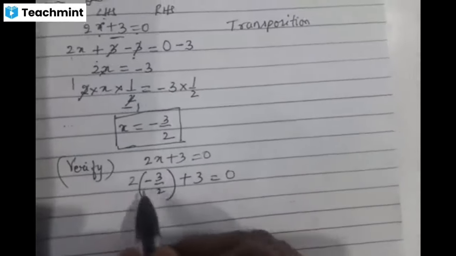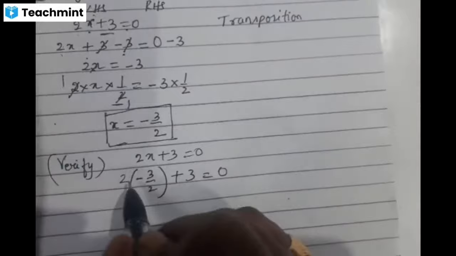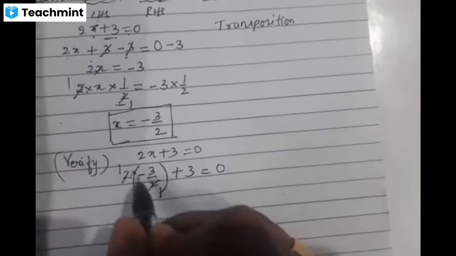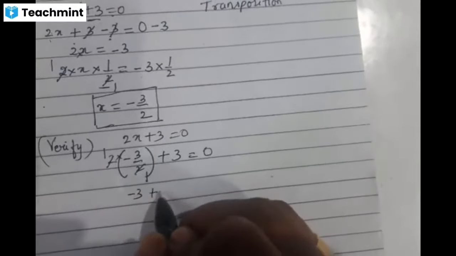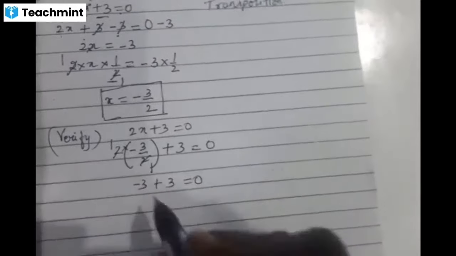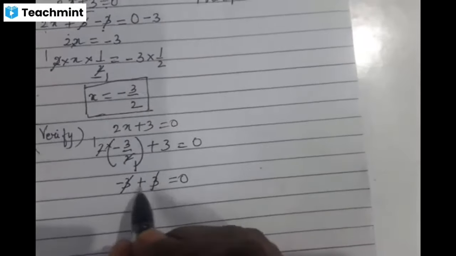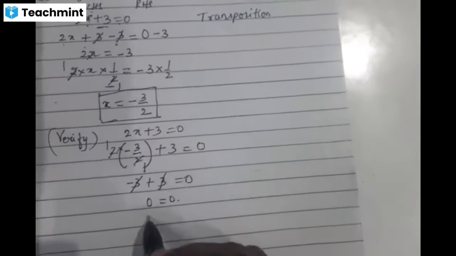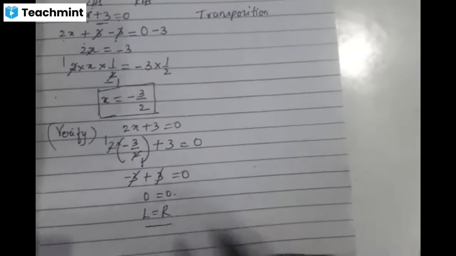Now here 2 into minus 3 by 2 is there, children. 2 and 2 get cancelled. What are you left with? Minus 3 plus 3 is equal to 0. We know plus 3 and minus 3 get cancelled. Minus 3 plus 3, 3 minus 3 is 0, is equal to 0. Left hand side is equal to right hand side.